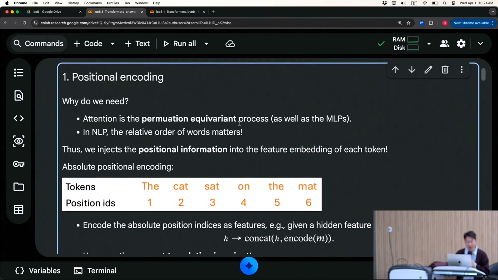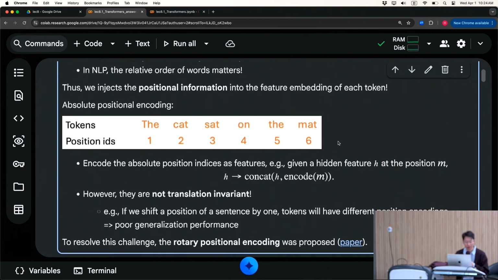But like you already know, in natural language, the relative order of the words matters a lot. So we're going to inject some positional information into the input feature. The simplest way to do this is to augment the word embeddings with actual positional information, 1, 2, 3, 4, 5, 6. So augment the dimension by 1. Simplest hack you can do. So this is absolute positional encoding. Just take your word embeddings, encode the positions, and concatenate it.